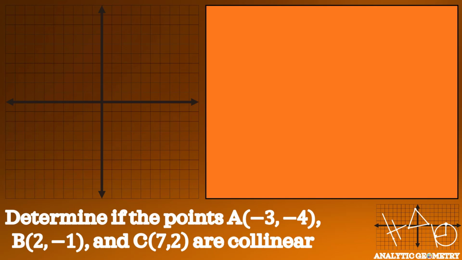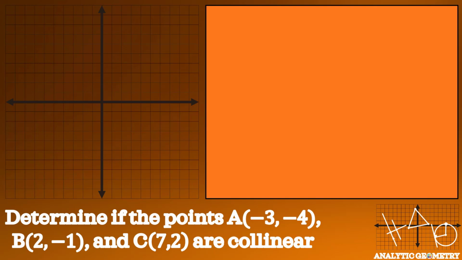Here we are going to determine if the points given, A at (-3, -4), B at (2, -1), and C at (7, 2), are considered to be collinear. In our Cartesian plane, we can plot all these points.